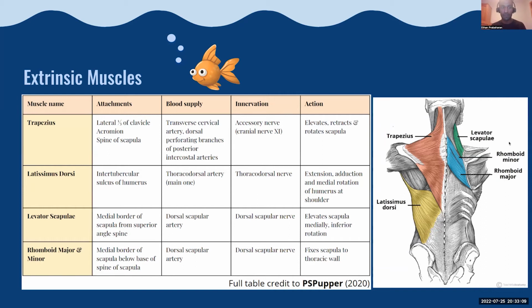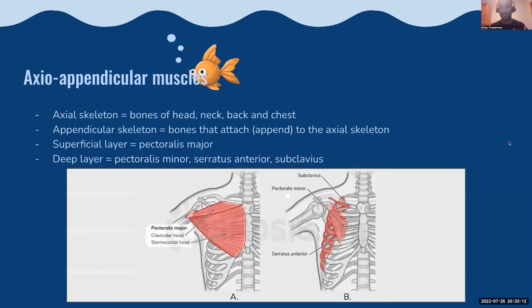We'll now talk about axio-appendicular muscles. So remember, these muscles sort of originate from your anterior chest and will insert on your humerus. So the axial skeleton is the bones of your head, neck, back, and chest. So they're all sort of midline structures. Or your appendicular structure, appendages is like things that you add on or stick on. There's the bones that attach or append to the axial skeleton. So your limbs, pretty much. Your superficial axio-appendicular muscle is your pectoralis major or your pecs, and your deep layer is composed of pec minor, serratus anterior, and subclavius.